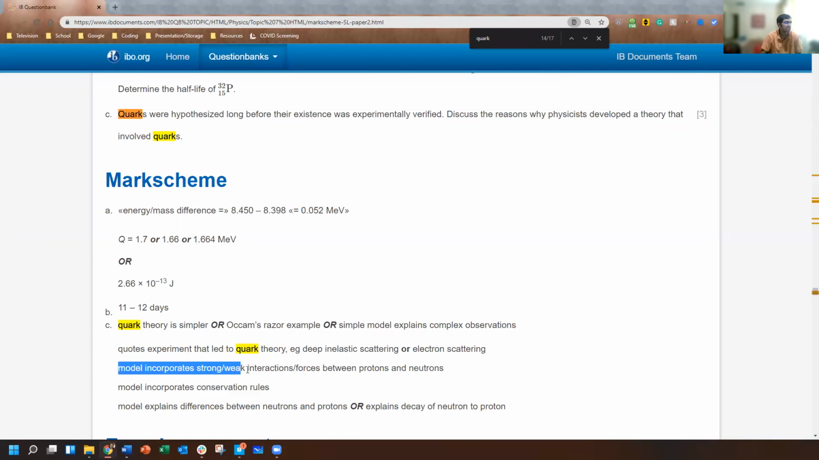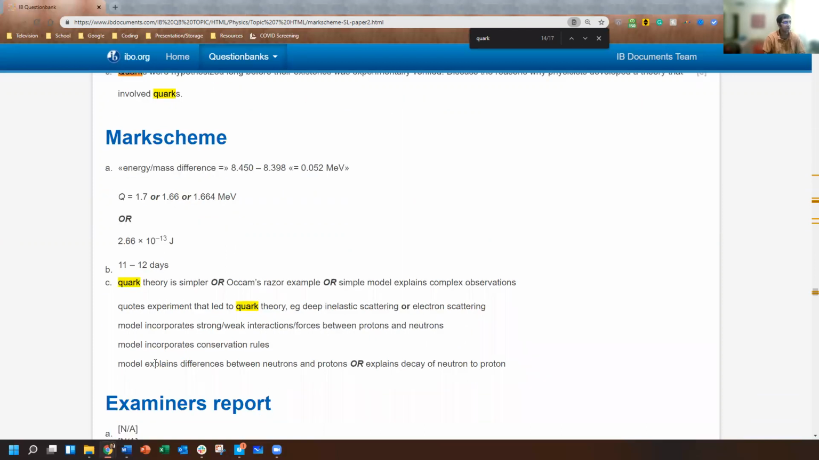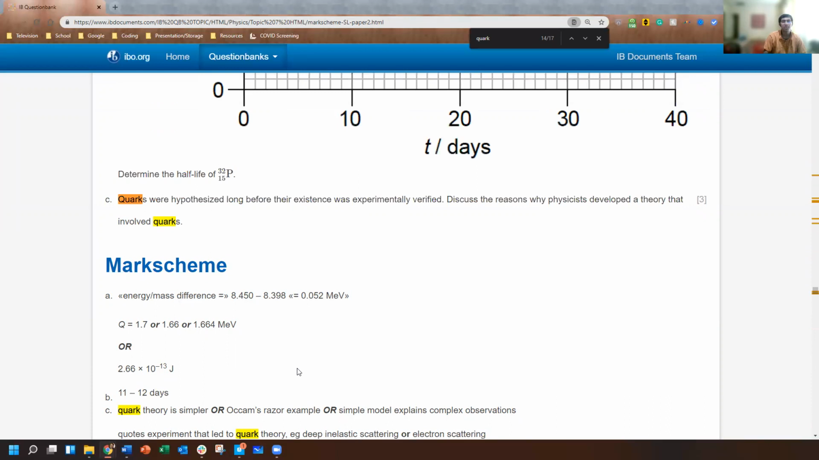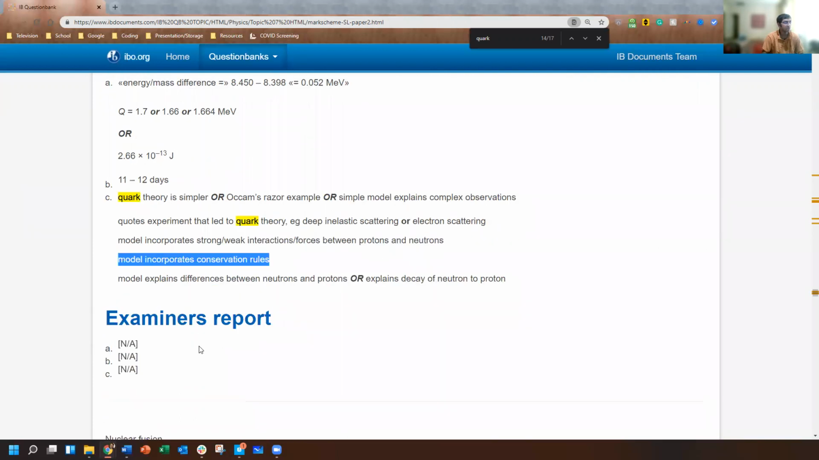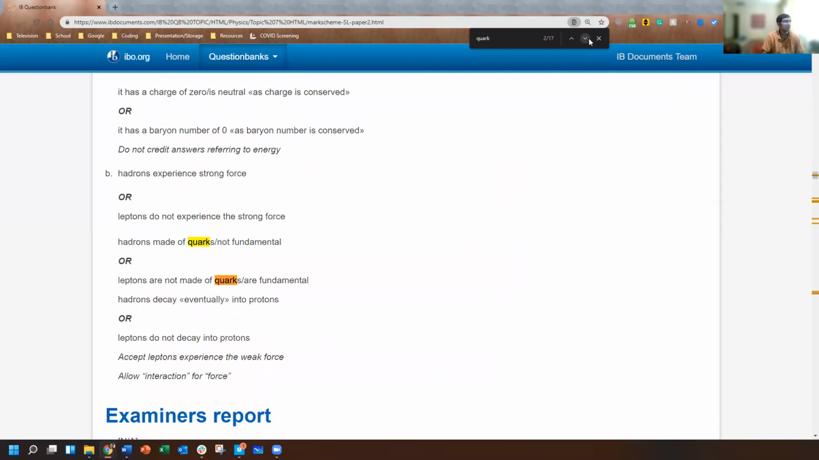Model incorporates strong and weak interaction forces between protons and neutrons. Okay, so basically we needed quarks to better understand the interactions between nucleons. And we also need a model that explains differences between neutrons and protons. So why exactly are neutrons and protons different? What makes them different? I guess if we push a little bit further, we could find that out. But put down whatever you can. I would have only probably thought of conservation.